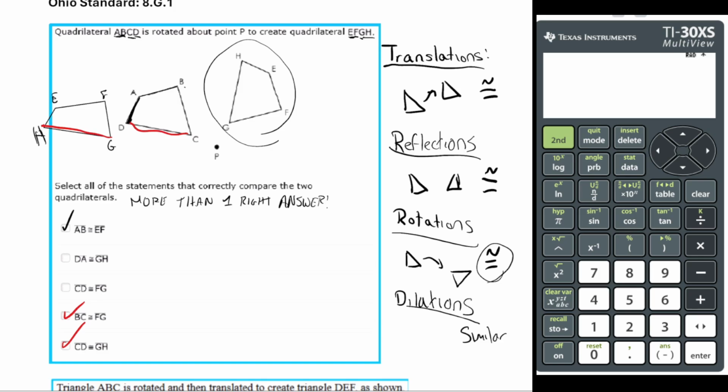Even if they give you a rotation, if they give you a reflection, whatever, if they want you to just compare which sides are congruent and which aren't, just redraw the original shape with its new point labels and use that.